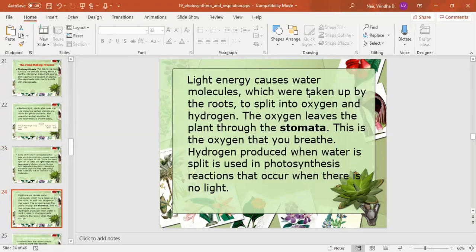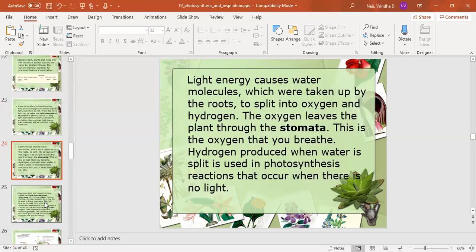Light energy causes water molecules, which were taken in by the roots, to split. It is the light energy that they grab from the sun, and with the help of it, the oxygen and hydrogen are split apart. The oxygen leaves the plant through the stomata. So always remember, oxygen is a waste product. When the light gets absorbed, the light energy helps the molecules to be broken apart into different elements, so oxygen and hydrogen are split apart, and oxygen leaves the plant through the stomata. Again, a stomata is a small opening through which waste products are released or useful products are taken in.